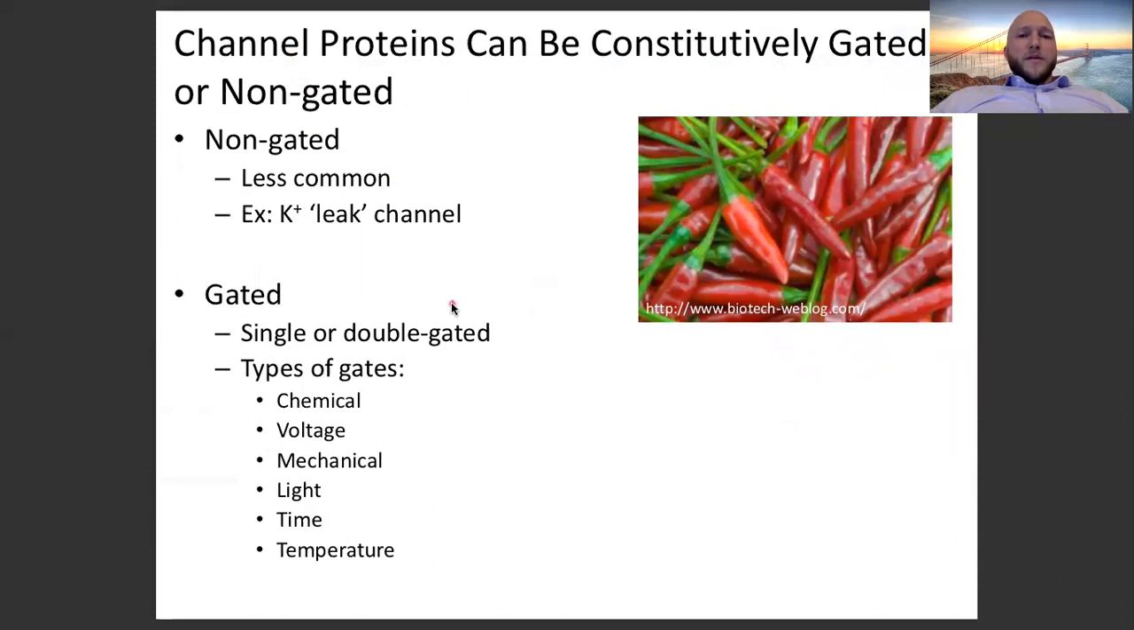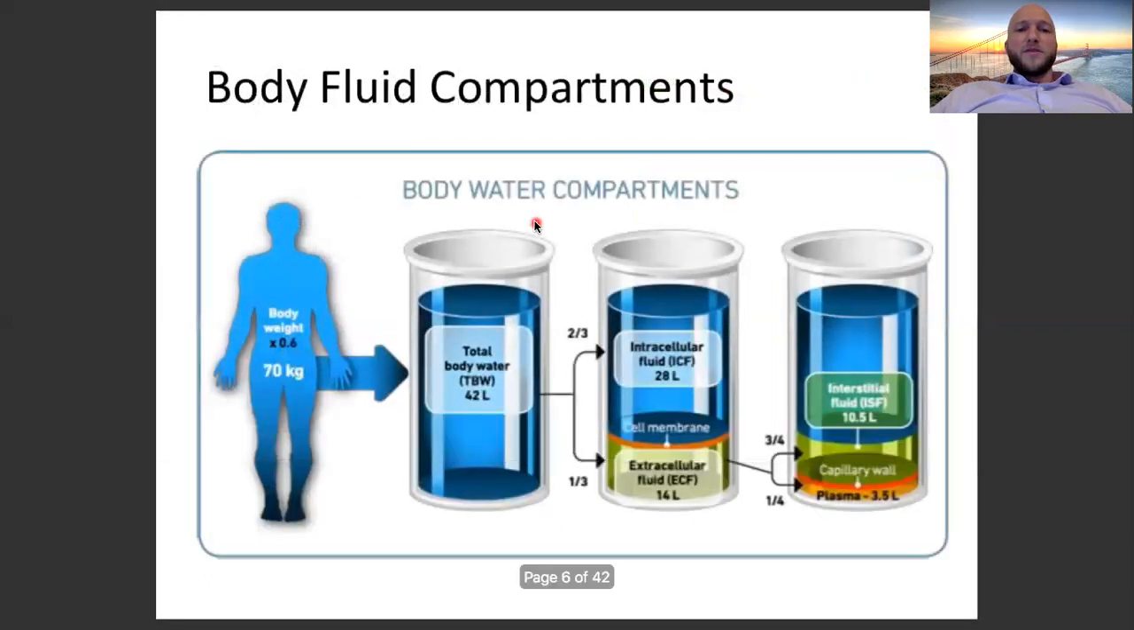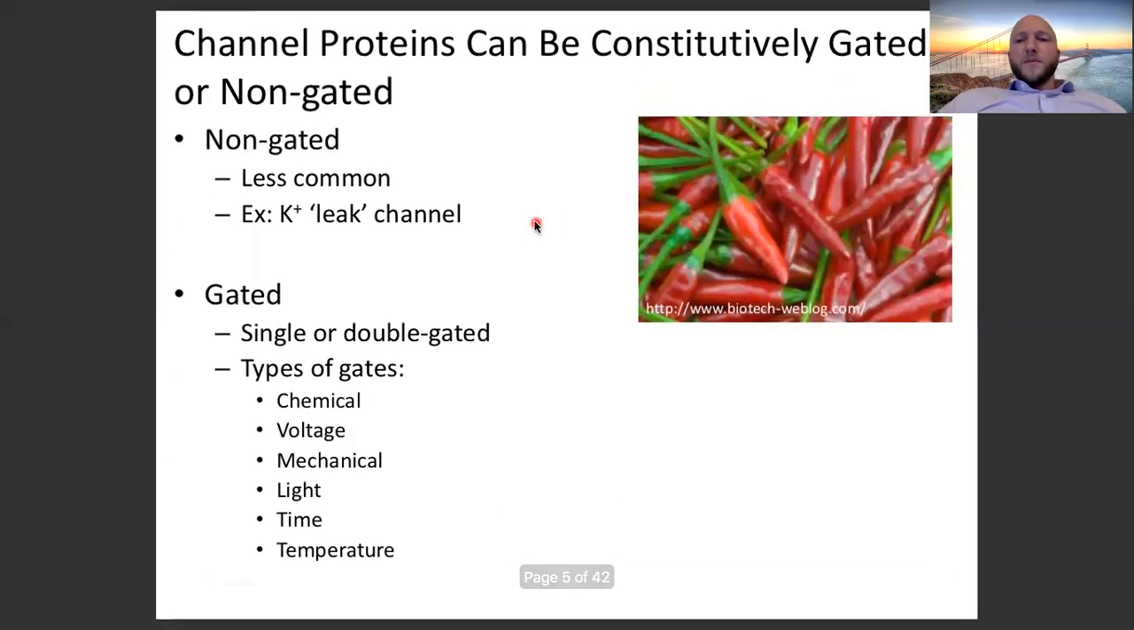So we're going to talk a lot about channels in this lecture, a lot about channels. Protein channels can be gated or non-gated. What does that mean? Well, what does a gate do? A gate prevents things from moving through. If there's a doorway with no gate, with no door, things can just go in and out.